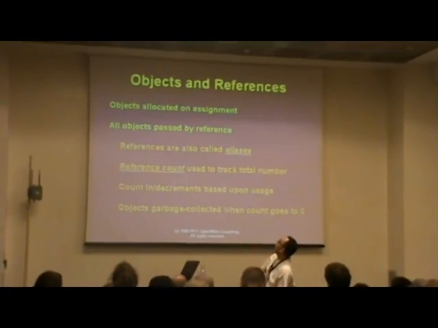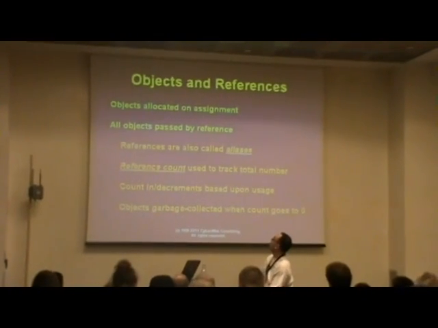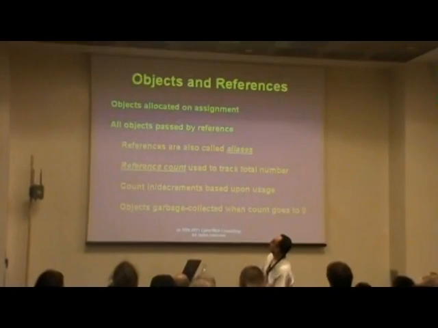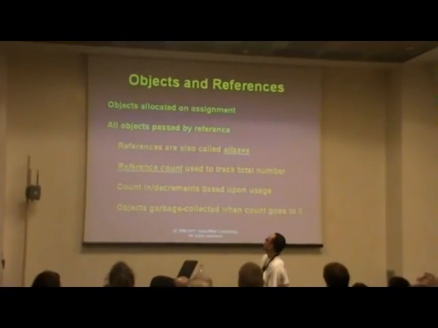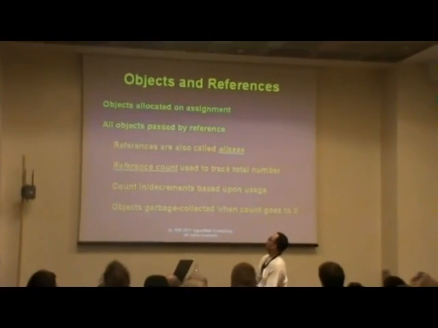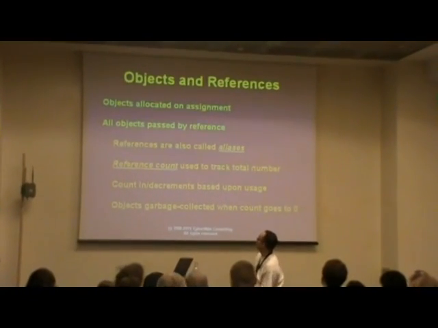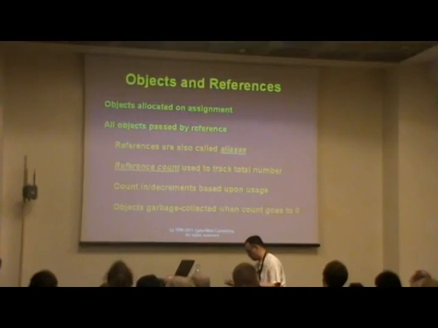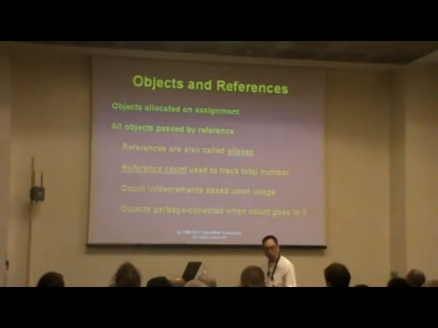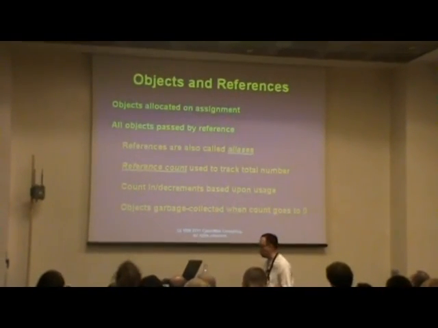And all objects are allocated on assignment, so you don't have pre-declared variables, dynamic typing, duck typing, and all objects are passed by reference. We already talked about that. References are also called aliases. Okay, and reference counting is used to track the total number of variables that are interested in your object. How many references do I have to my object?